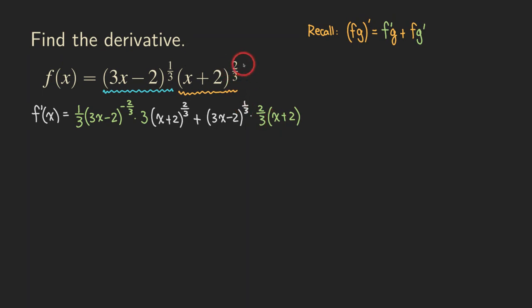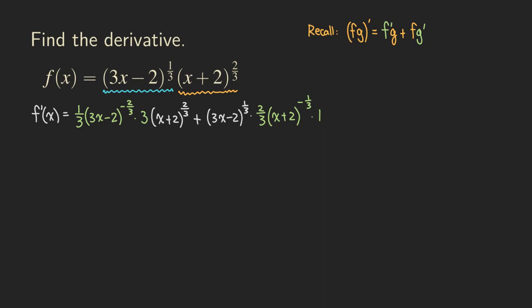Okay, and then now subtract 1 from this 2/3, right? So we are going to be getting -1/3. And then now we need to multiply by the derivative of the inner function. The derivative of this x plus 2 is just 1, so I'm just going to get the 1 here. And then we are done taking the derivative.